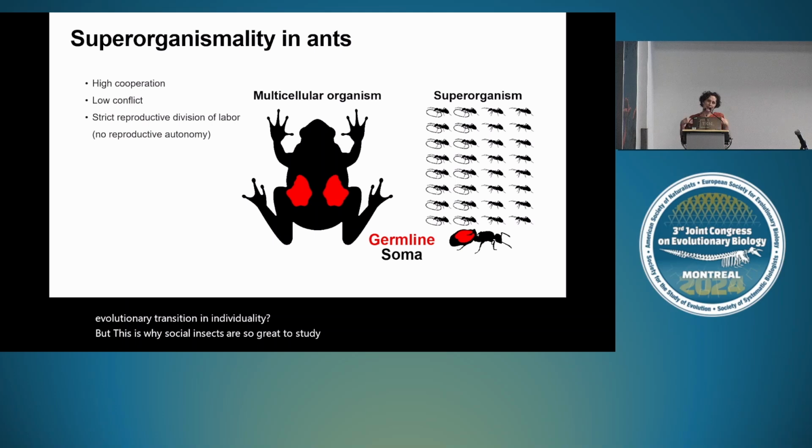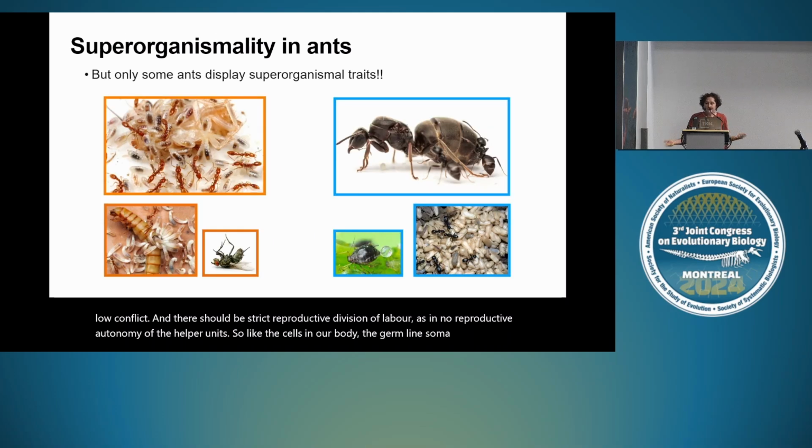So if we think about superorganismality in ants, what should it look like? We have high cooperation between units, we have low conflict, and there should be strict reproductive division of labor, as in no reproductive autonomy of the helper units. So like the cells in our body, the germline-soma distinction. But that doesn't actually work for all ants. There are actually quite a lot of ants that do not display these superorganismal traits.